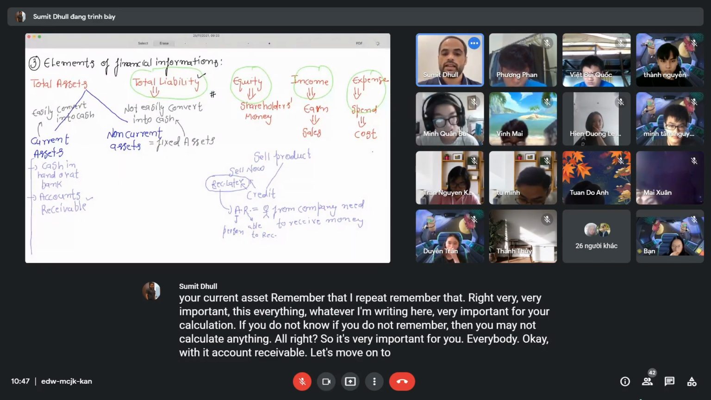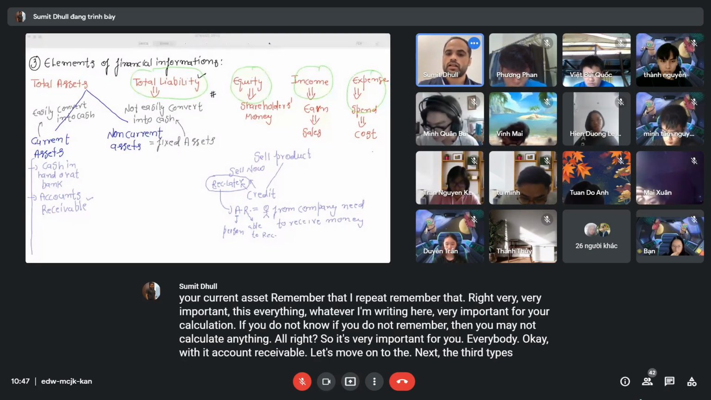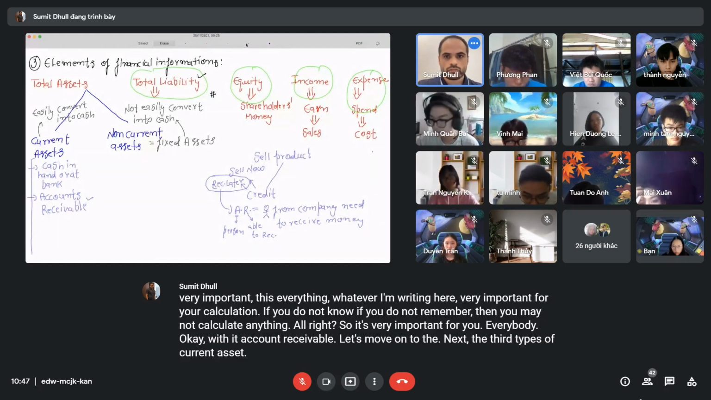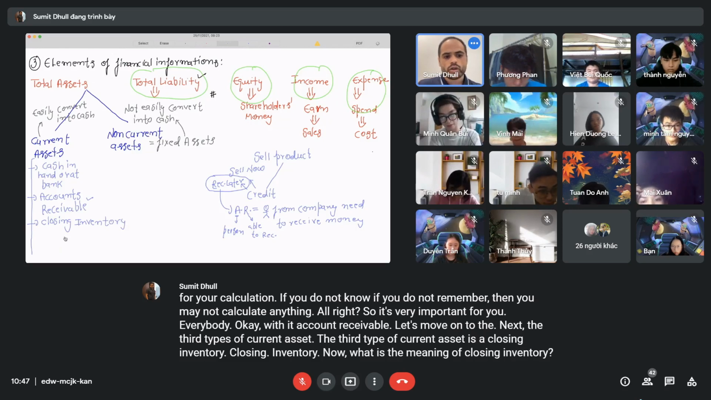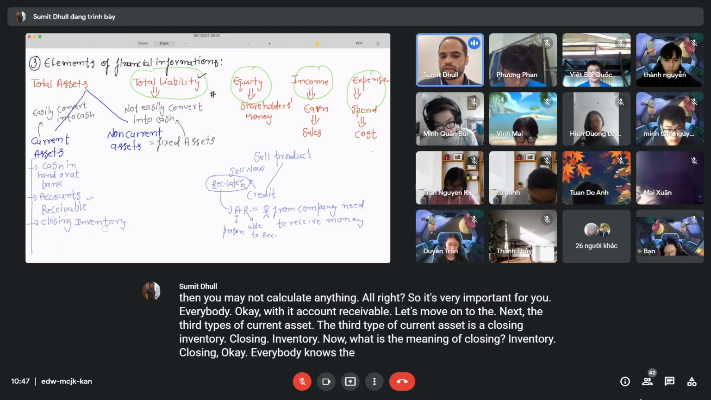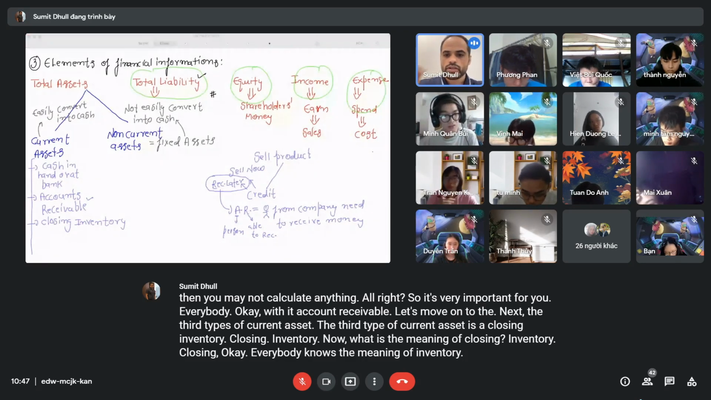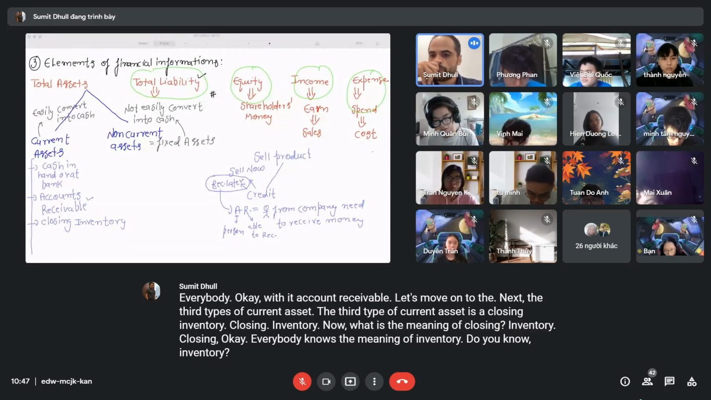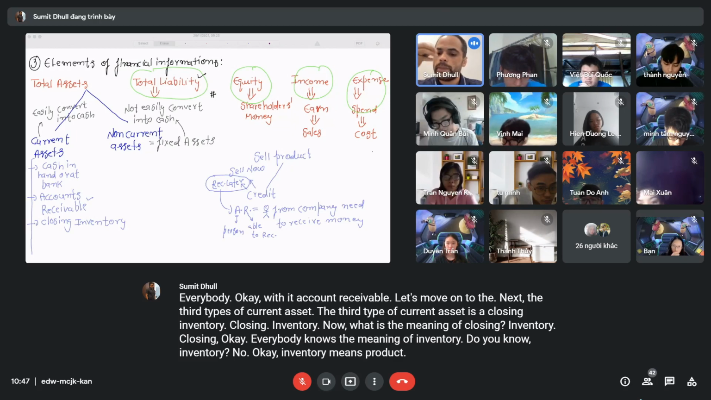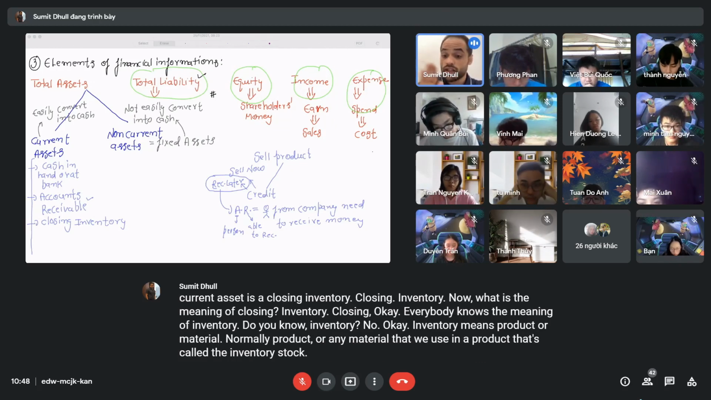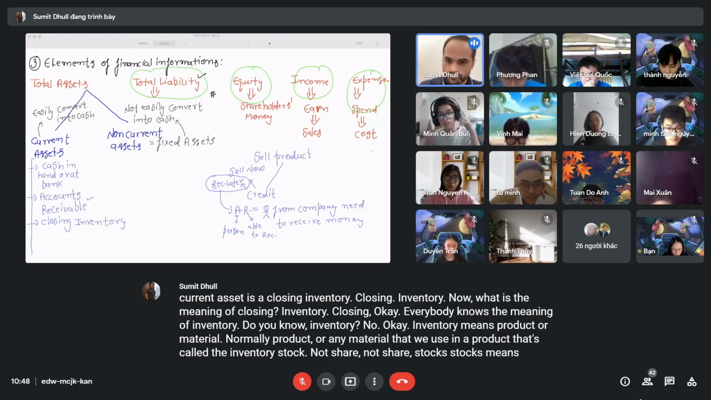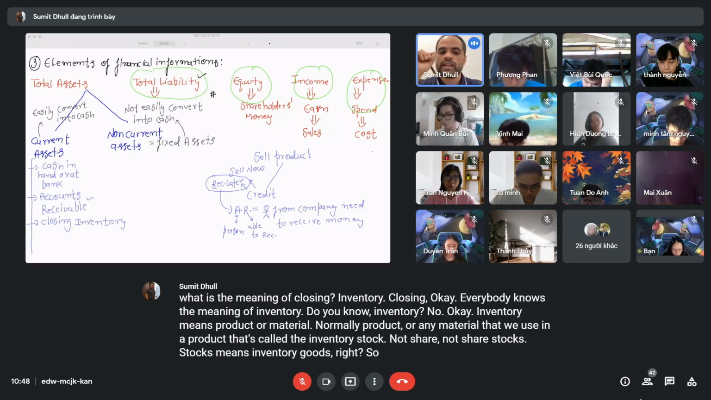Let's move on to the third type of current asset. The third type of current asset is closing inventory. Now, what is the meaning of closing inventory? Everybody knows the meaning of inventory? Do you know inventory? No? Okay. Inventory means product or material, normally product or any material that we use in a product. That's called inventory. Stock, not share. Stock means inventory, goods. So what does it mean, closing inventory?